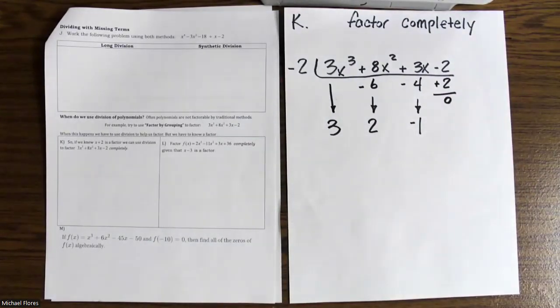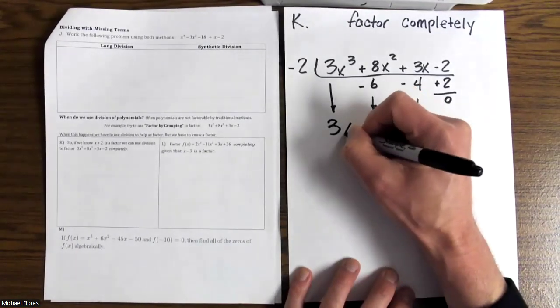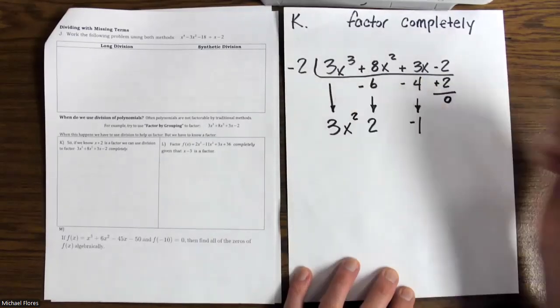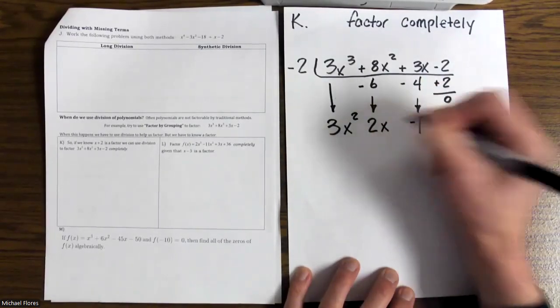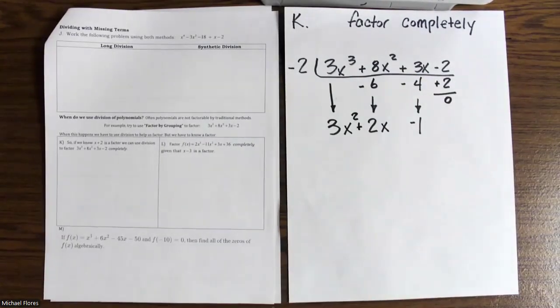If you have a remainder of 0, what that means is the factor that it gave you to divide by is a factor of the given polynomial. Okay, now we're going to bring down our variables, decrease by one exponent, and anything that's positive, let's note the fact that it's positive.